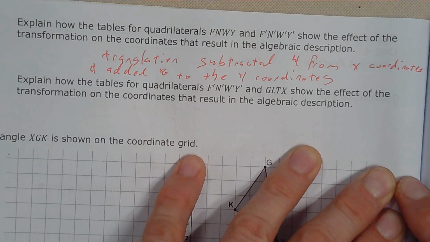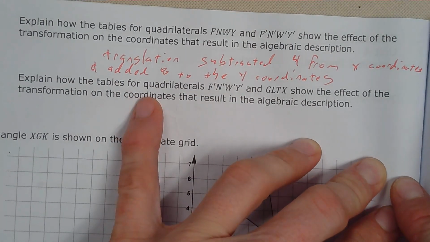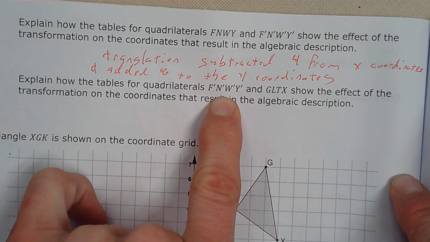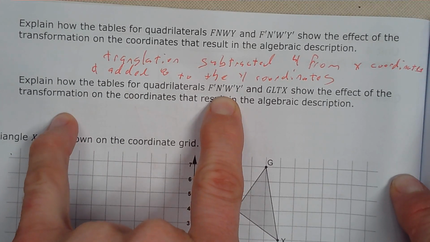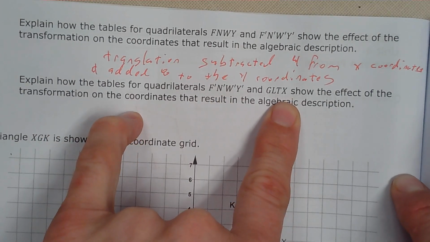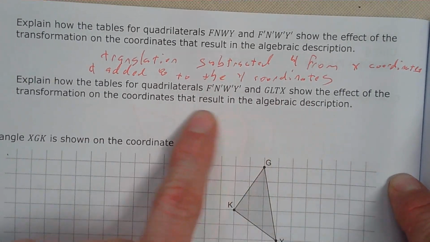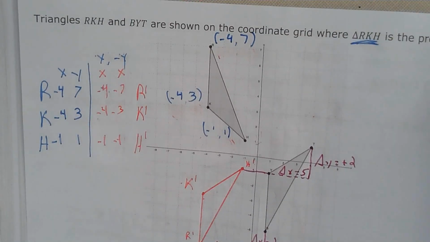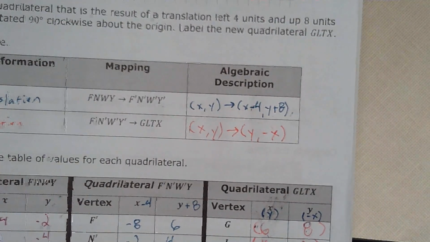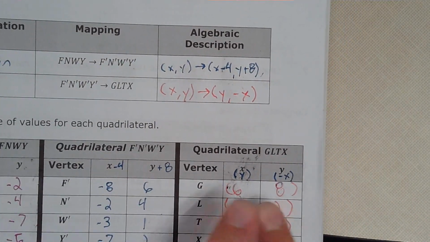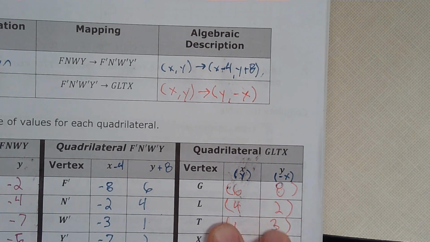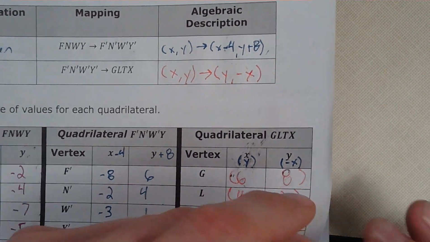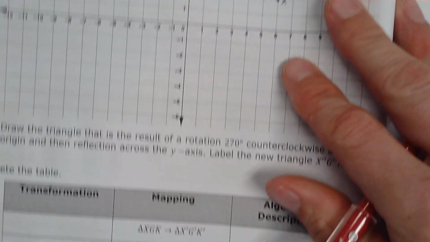Okay, and then explain how the tables for the quadrilaterals for the post-translation quadrilateral to the post-rotation quadrilateral show the effect of the transformation on the coordinates as a result of the algebraic description. And all it is saying is that, hey, we have the X and the Y's flopped, and it changed the sign on the previous X and became the Y.